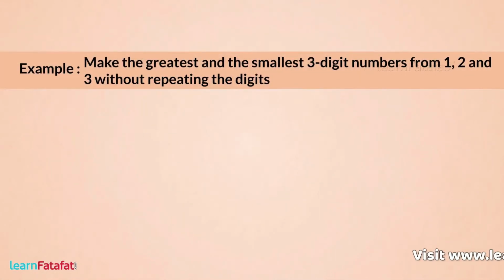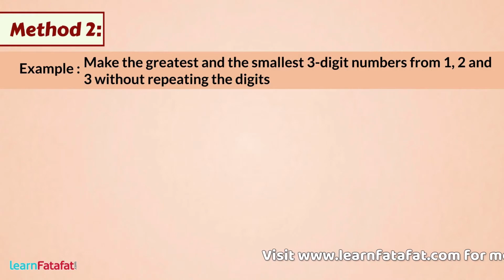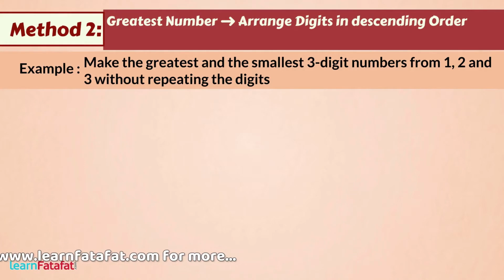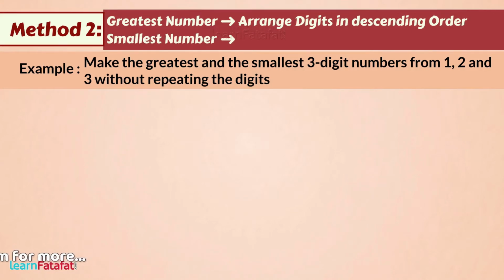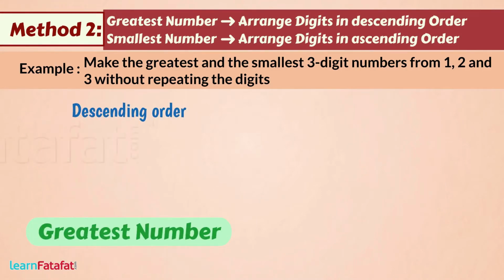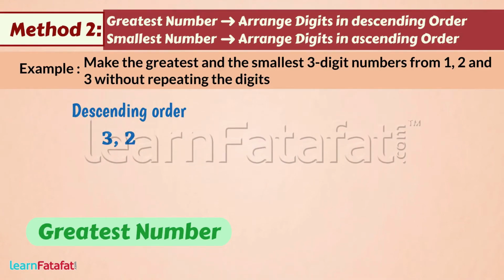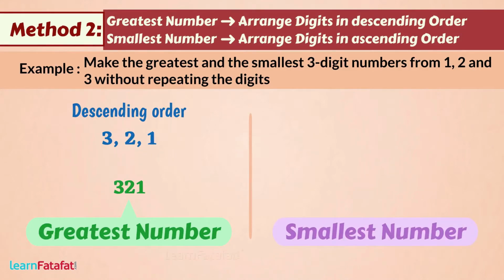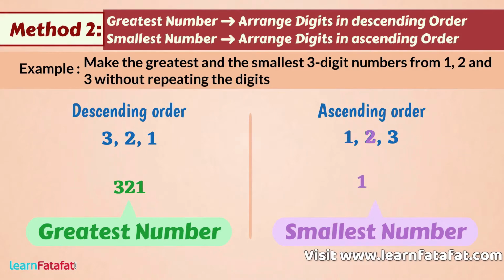So let's understand method 2. From given digits, greatest number can be formed by writing the digits in descending order and smallest number can be formed by writing the digits in ascending order. Let's form greatest number. Descending order of digits is 3, 2, 1. Greatest number is 321. Now let's form smallest number. Ascending order of digits will be 1, 2, 3. So smallest number is 123.